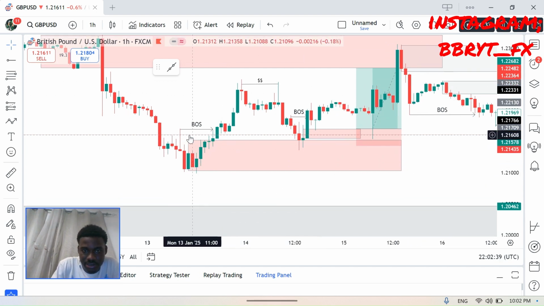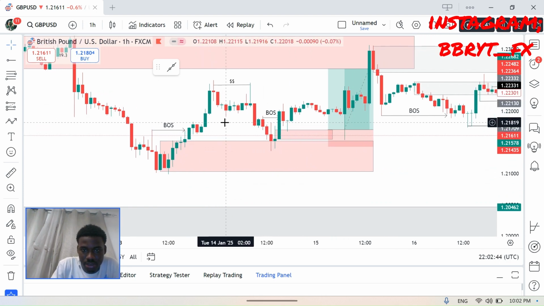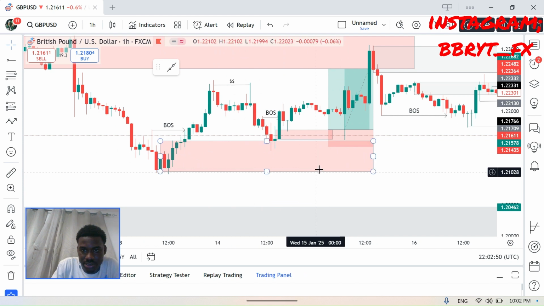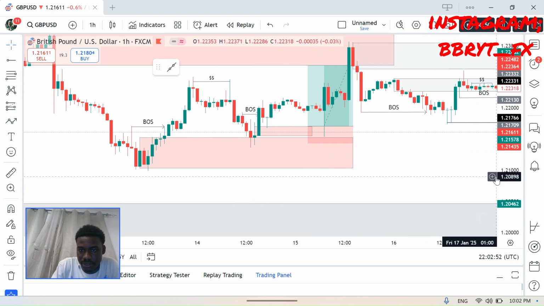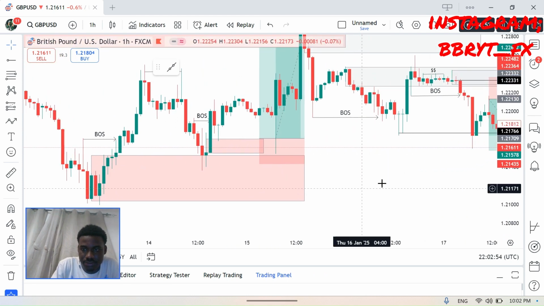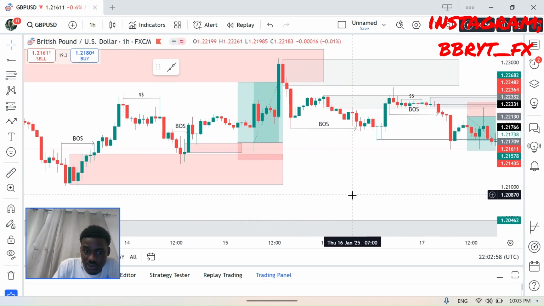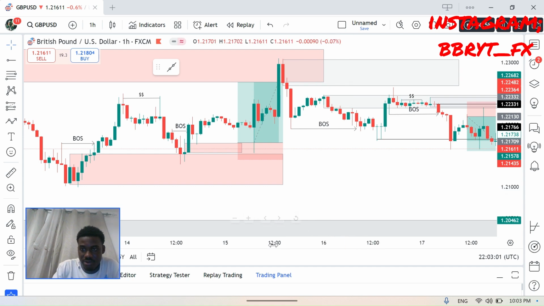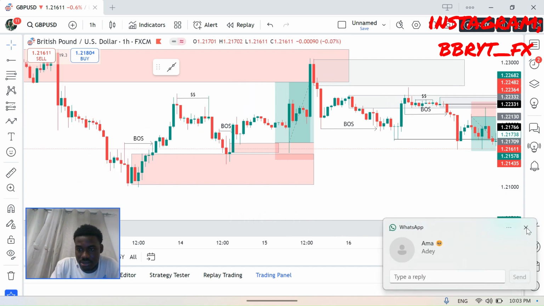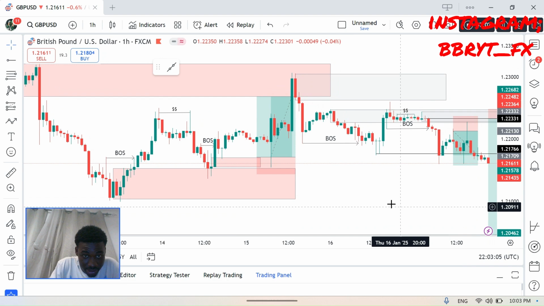So price broke this structure right here. You can see my BOS here. As price broke it, I was looking for price to come back and tap into it for liquidity before I am able to buy. Since I was trading against the trend, some people call this a counter trend, right?